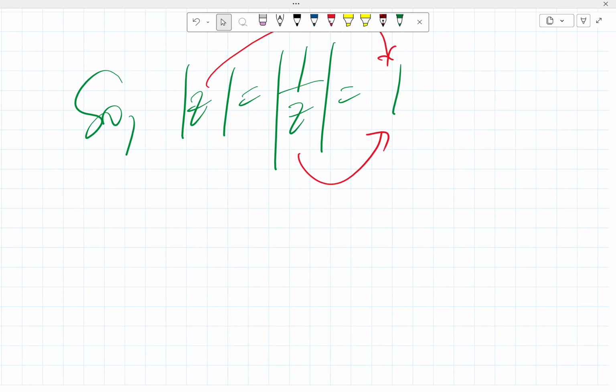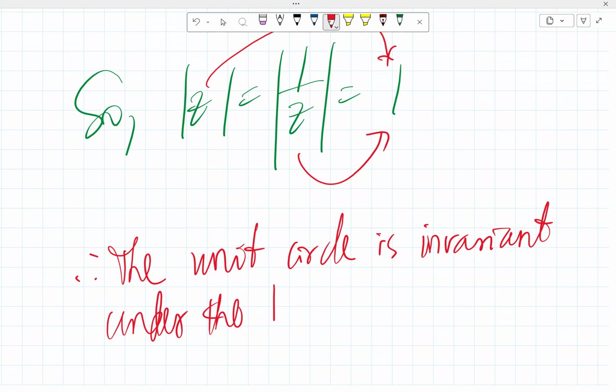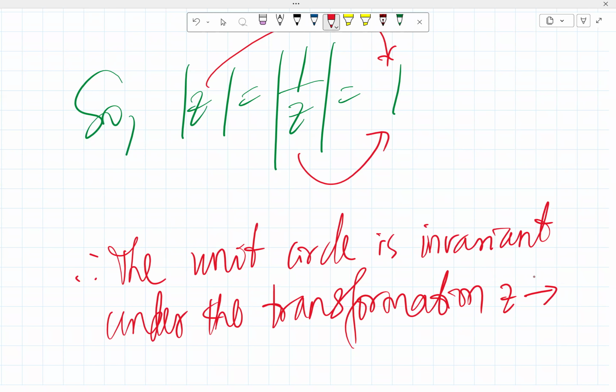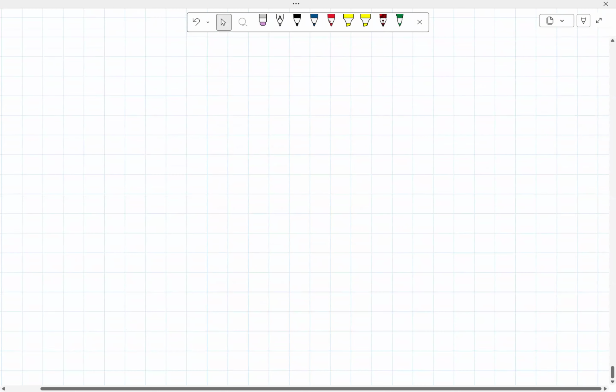z mapped to 1 over z. Therefore the unit circle is invariant under the transformation z mapped to 1 over z, like that. So that's 5. Now let's go for problem 12.